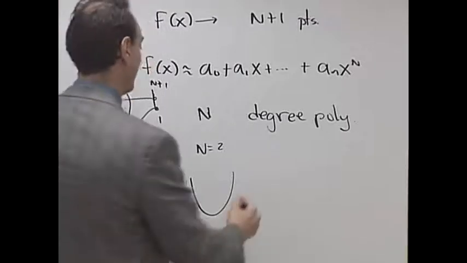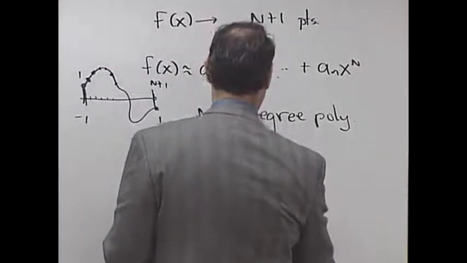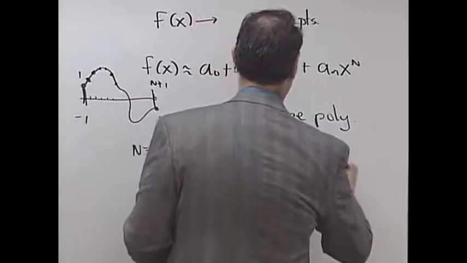Okay, good. All right. N equals 3. N equals 4.